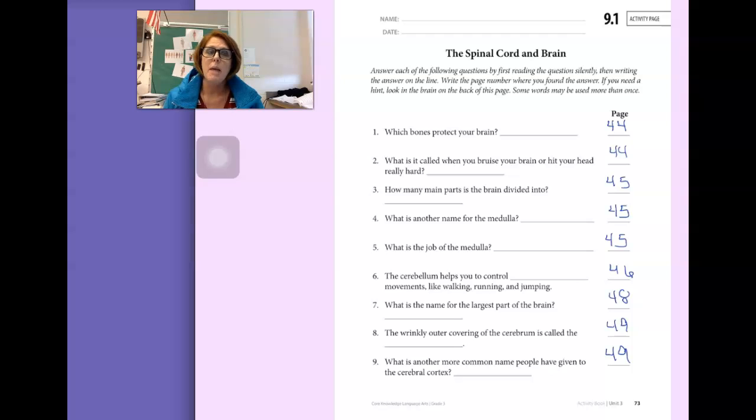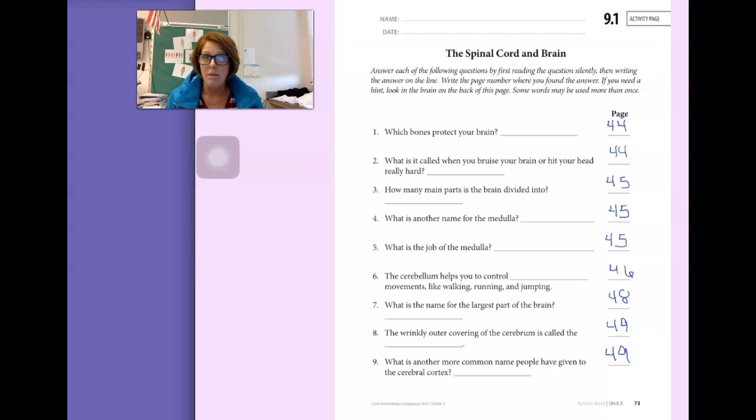You should have done some vocabulary review on a flippity matching activity. And now we're going to move into the spinal cord and brain. This is using chapter 6 again from your reader. You can go back to yesterday's work and listen to me read chapter 6 again as you're working on 9.1. You can listen to it on the Amplify app, or you can read it yourself.